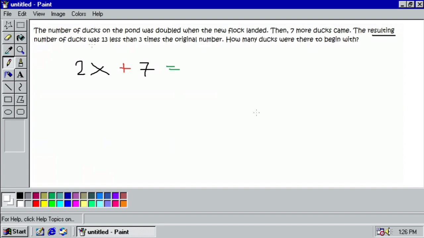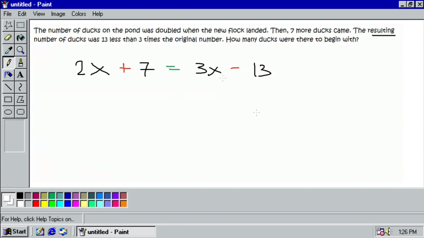Now since we say in terms of the number of ducks, let's add an equal sign. The resulting number of ducks was 13 less than 3 times the original number. So 3 times the original number, which is x, and we gotta subtract 13. How many ducks were there to begin with?